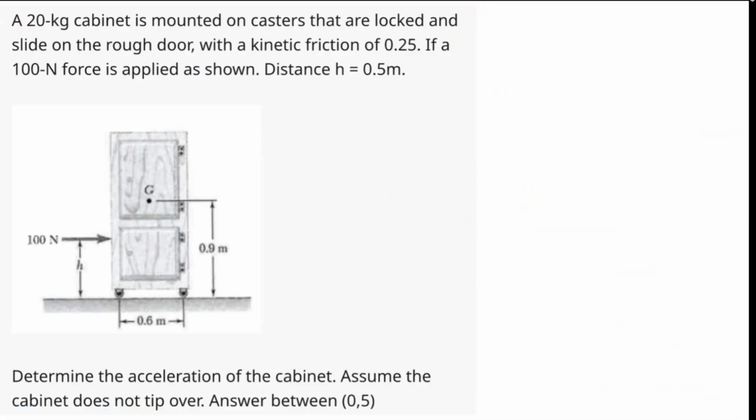If a 100 Newton force is applied as shown, and the distance is h equals 0.5 from that 100 Newton force to the ground, we have to determine the acceleration of the cabinet, right? And we're going to be assuming that the cabinet does not tip over. So how do we start here, right?